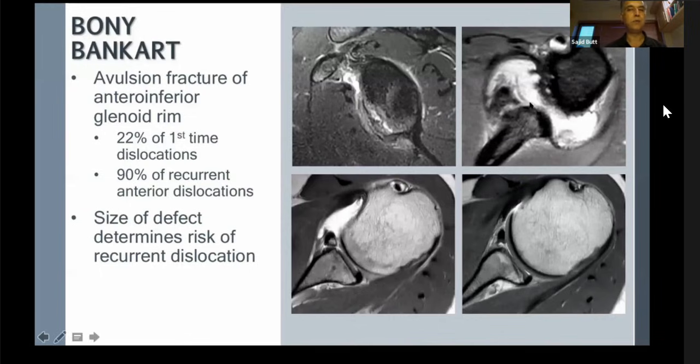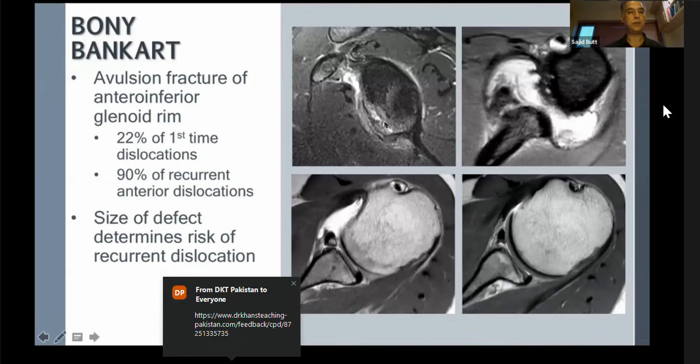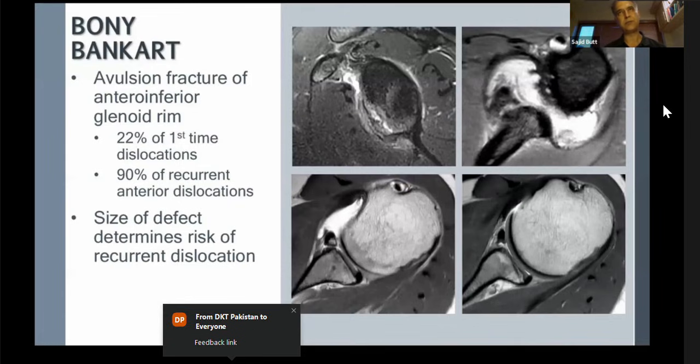Because it's a bone which is fractured. Why Bankart? Because it's the anteroinferior margin of the glenoid which is fractured. That's really important. That's essentially the crux of what you need to know. This is the bare minimum that you need to know.